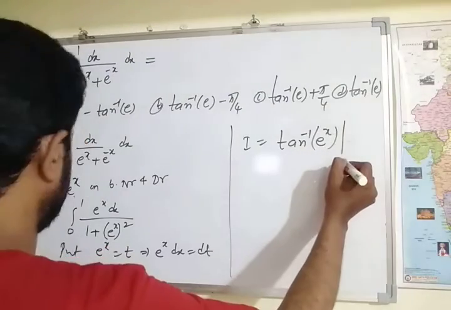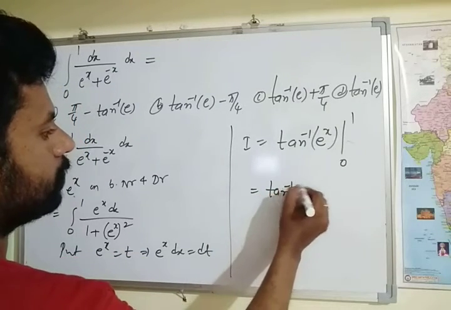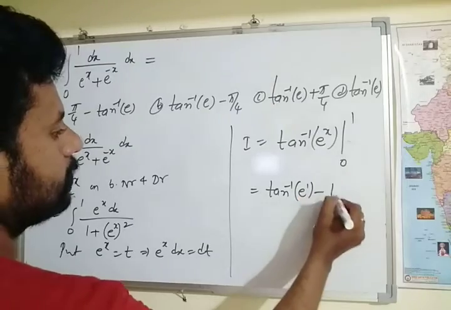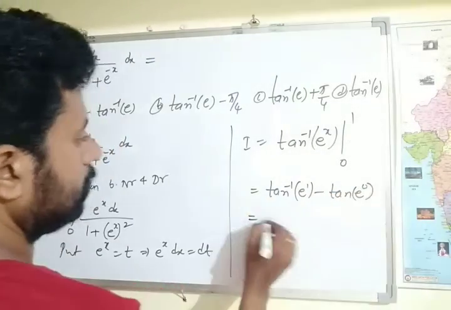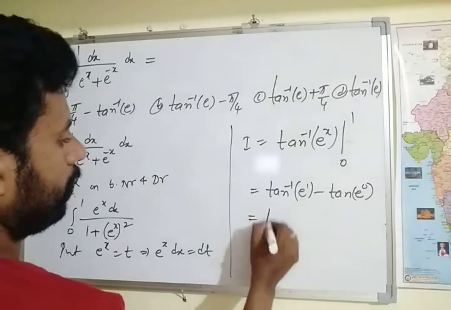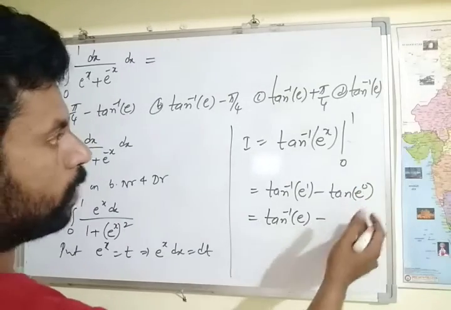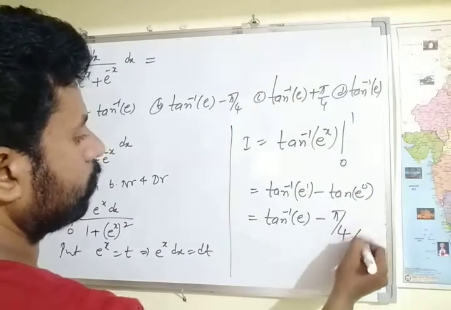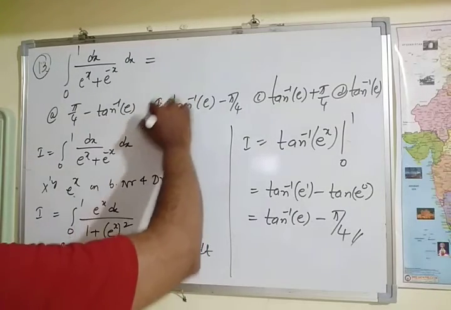See, here from 0 to 1 it is tan inverse of e to the power 1 minus tan inverse of e to the power 0. This result is tan inverse of e minus tan inverse of 1. Tan inverse of 1 is pi by 4. So tan inverse of e minus pi by 4. Option B is correct.